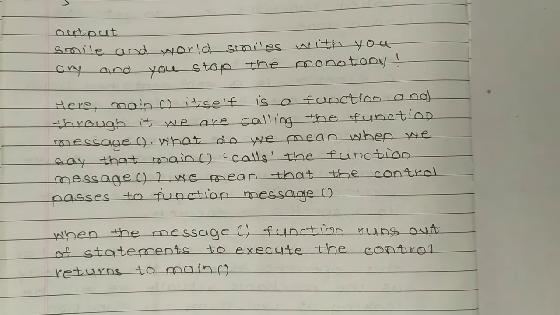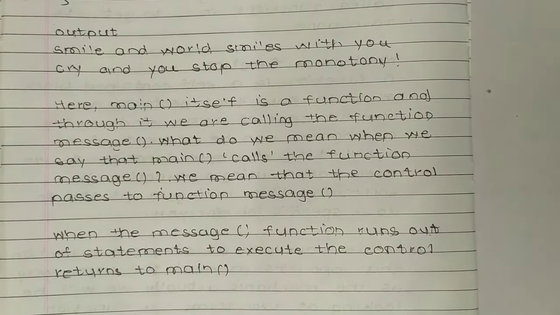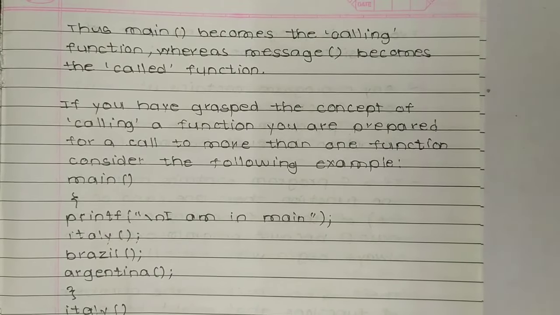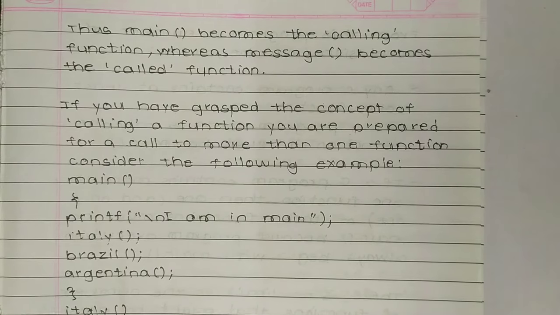When the message function runs out of statements to execute, the control returns to main. So main is a compulsory function, and when the message function runs out of statements, that means these two statements were printed, and then it returns to main. Thus main becomes the calling function whereas message becomes the called function.